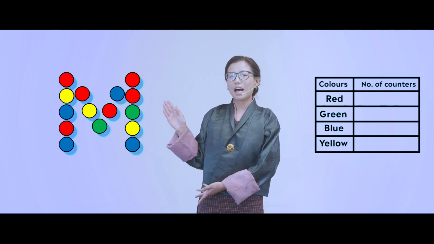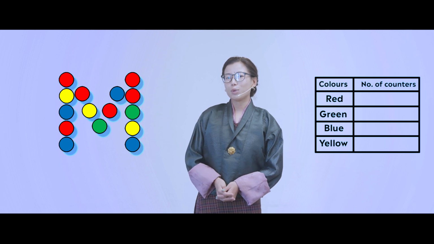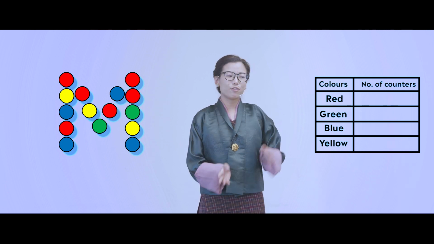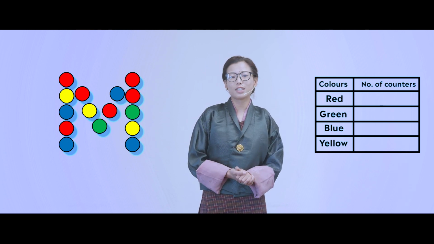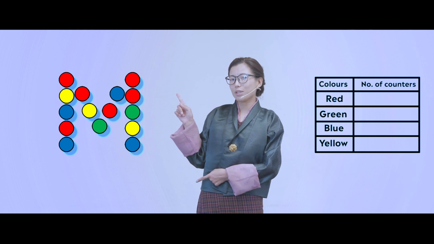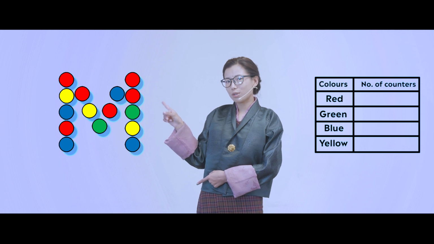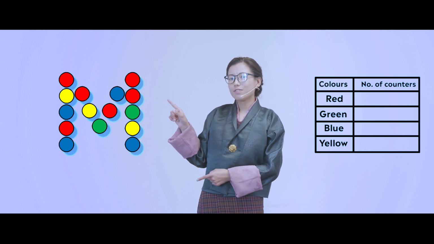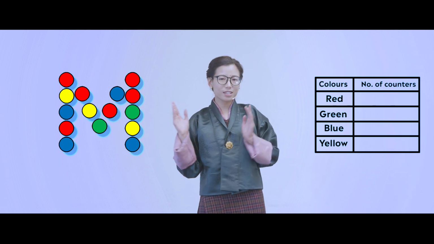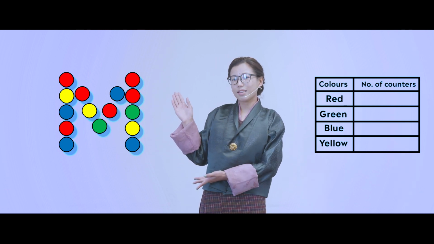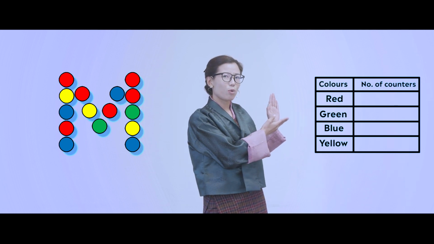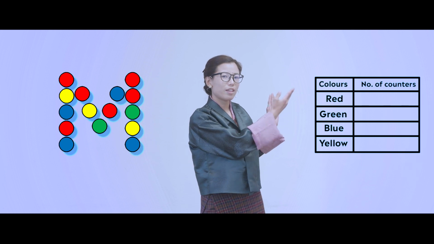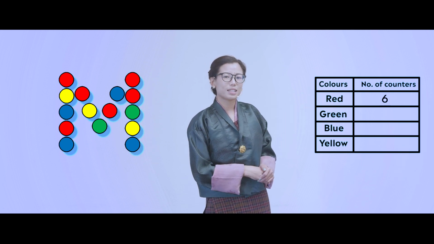This letter M has 4 different colors. We will count one by one and fill this table here. So let us first look at the red color. Can you count how many red counters are there in this letter M? 1, 2, 3, 4, 5, 6. So there are 6 red counters making this letter M. So where will you write number 6? In the first row where you have red. So next to that one you will write number 6.